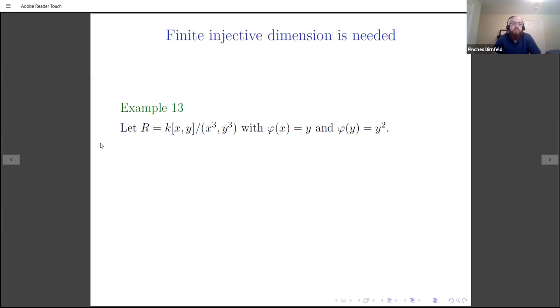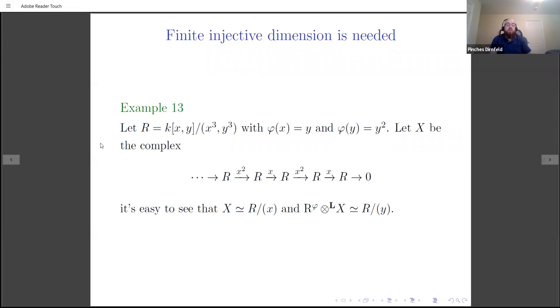Okay, so let's look at this example I had in the beginning. So I start with k[x,y], and I mod out x cubed, y cubed, and phi of x takes x to y and y to y squared. Now I want to look at this complex X, which is very easy to see, that X is quasi-isomorphic to R mod x.